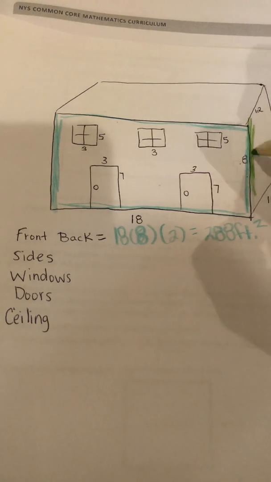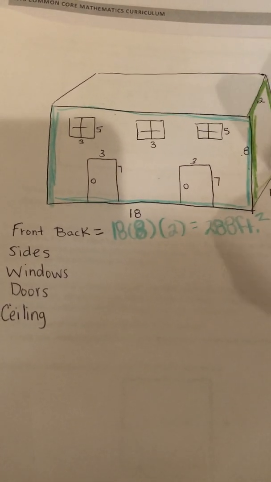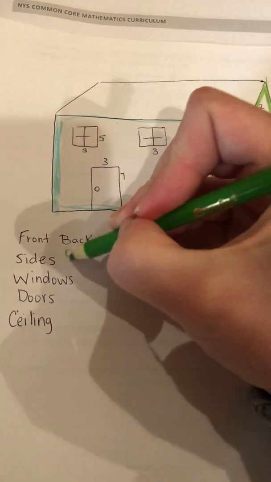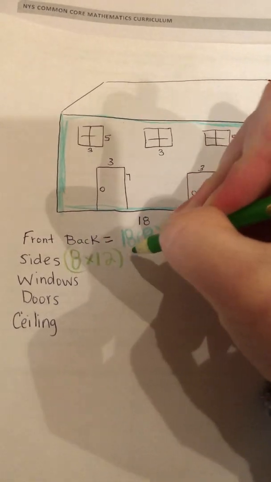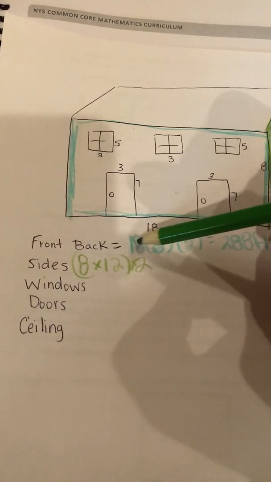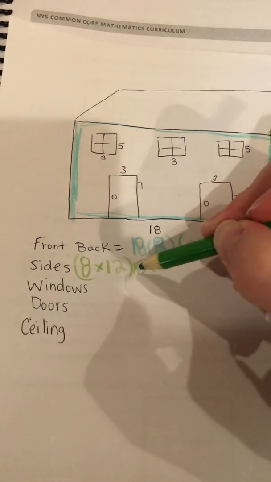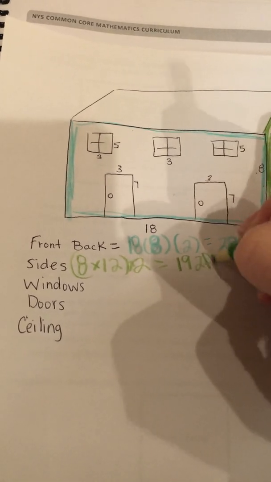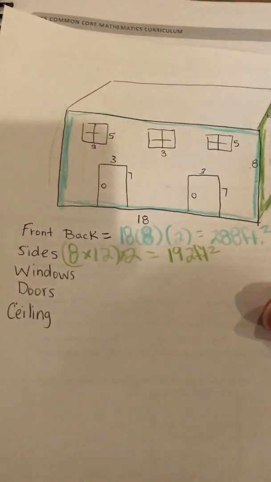Now this side wall, I'm going to color it kind of shaded in for green if you can see it. This wall is 8 by 12. So the sides are 8 by 12. And I have 2 of them. You could write it like this or like this. Either way it works. So 8 times 12 times 2 is 192 feet squared. So this is that side, and the side over here you can't see.